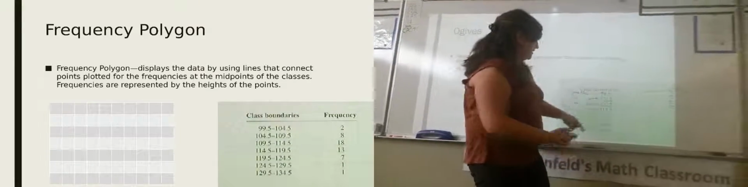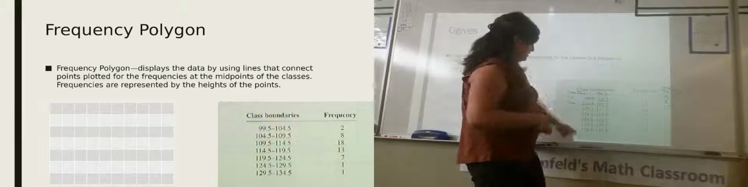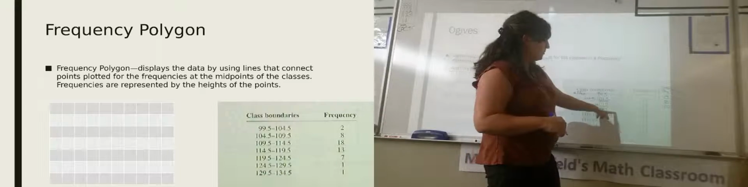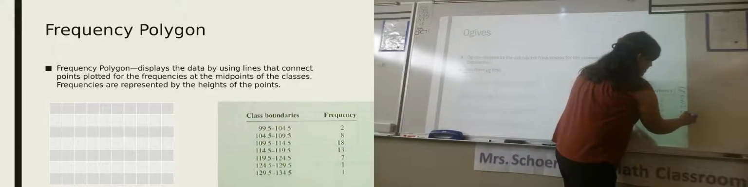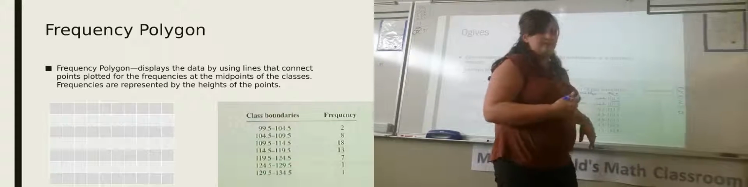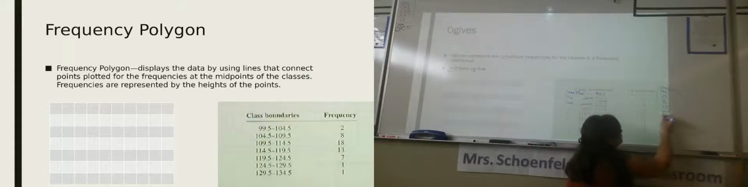Less than 114.5, we'd have lots of ditto marks. Okay, 114.5 would then be 10 plus 18. So I get 28. So basically we're just adding up all of what our frequencies are. 28 plus 13 is 41, plus 7 is 48, plus 1 is 49, plus another one is 50.